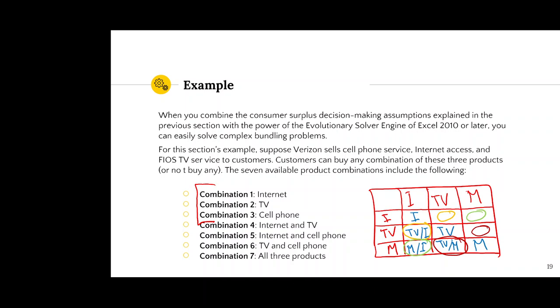So you don't really need to waste your time working on the upper half of the table. You just work on the lower half or on the upper half, whatever you like. So only on one half. You draw a diagonal here, you start with the diagonal and then you work your way either up or down. Don't waste your time, all right? So these are the options: internet and TV, internet and cell phone or mobile, and TV and mobile. The only thing that this table doesn't give you is the last option, all three products together.